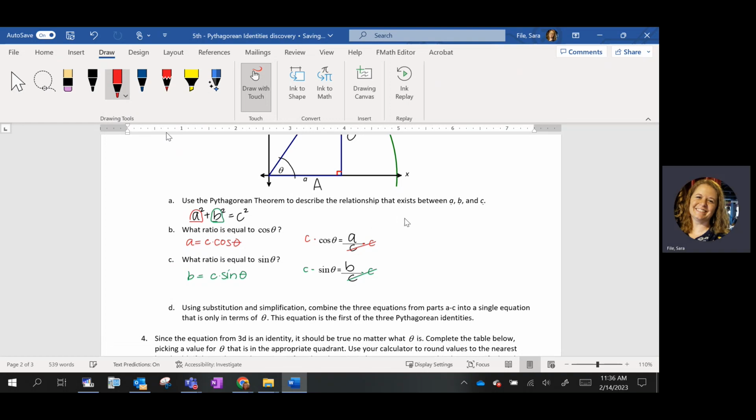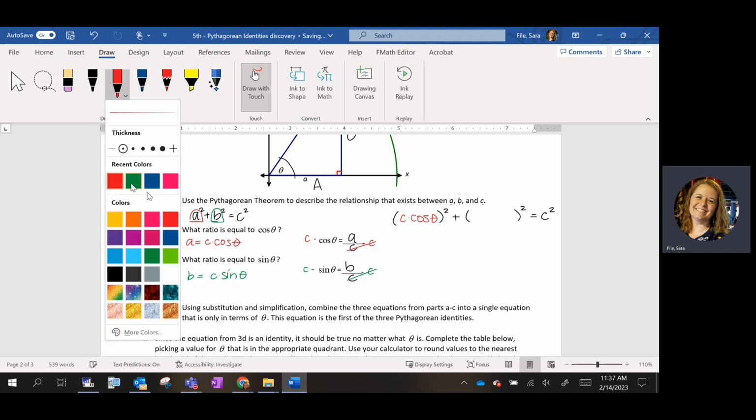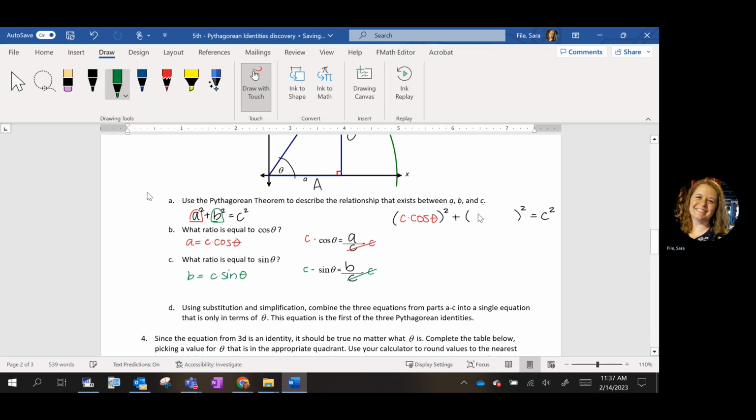I'm going to write that out over here. I have C times cosine of theta. Now that's still squared, isn't it? Because of Pythagorean theorem, A is squared, so that whole thing is squared, plus I'm going to substitute for B and square that, and it's still going to be equal to C squared. I haven't substituted anything for C squared, just for A and B. So that's C times sine of theta. Are we with me so far on the substitution?